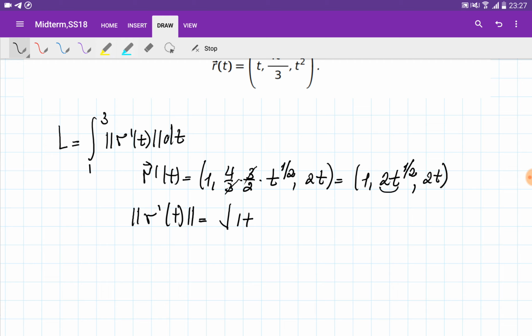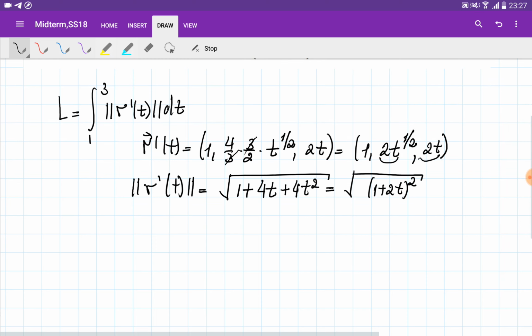So this thing in the square is going to be 4t plus 4t squared, right? And actually I can write this down as the square root of (1 plus t) in the square, right? So now we need to just substitute this into this formula, and this is going to be equal to the integration from 1 to 3 of the square root of (1 plus t) in the square, which is simply 1 plus t, integration with respect to t, right?